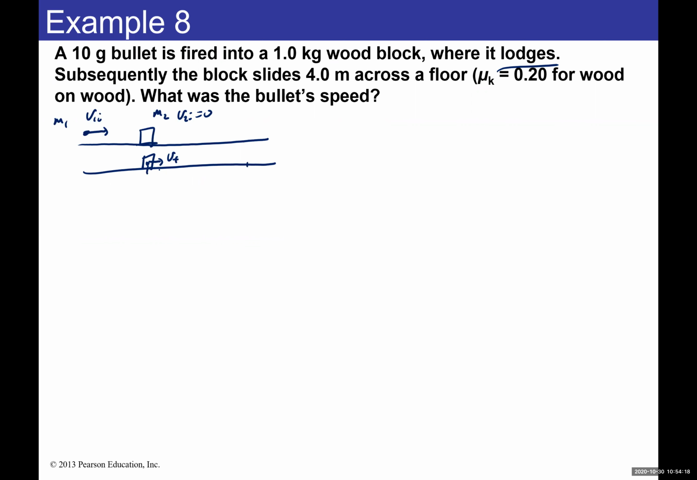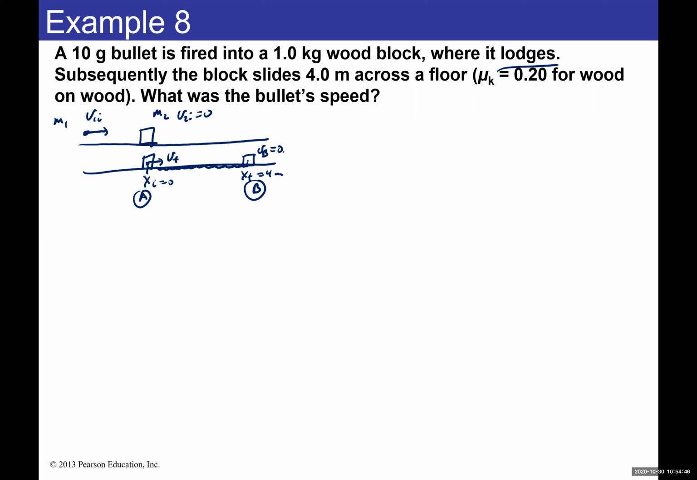But because there's friction, it's going to slide 4 meters, going from this x initial to this x final, where this is 4 meters. Let's say this is 0. It's going to stop. So in a way, I can say this is point A, and this is point B, and let's say the velocity at point B is 0 for the system.